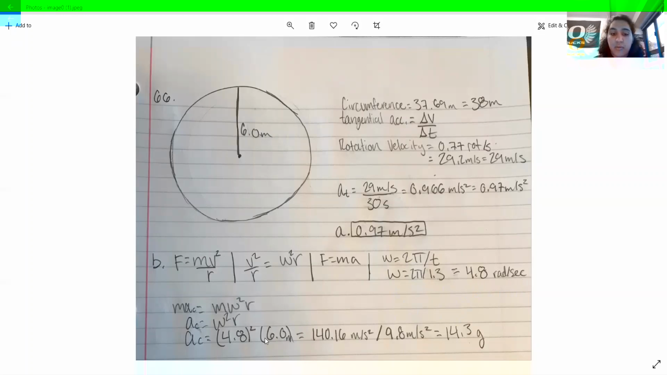So now we plug those numbers in. Our mass divides out on both sides, so we don't have to worry about mass of the object. So we just have our acceleration equals 4.8 radians per second, squared, multiplied by 6. And this gets us 140.16 meters per second squared. And then you're going to divide that by the 9.8 to get it to g's, which will be 14.3 g's.